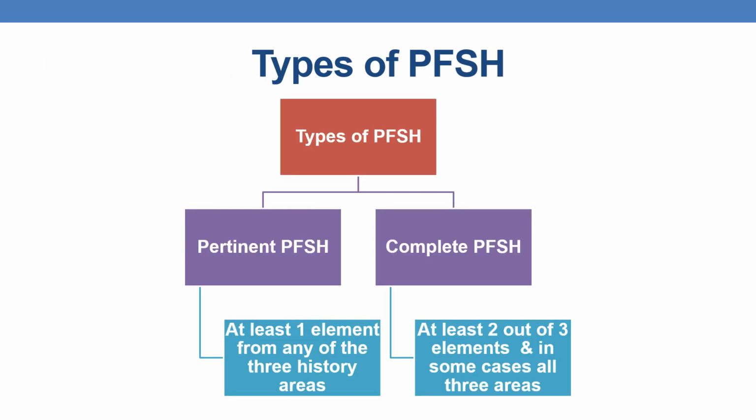Now coming to the types of PFSH. PFSH can be pertinent PFSH and complete PFSH. Pertinent requires at least one element from any of the 3 history areas. That is, at least past history, or at least family history, or at least social history. If the physician documents at least one element from any of the 3 history areas, then that is pertinent PFSH. And if the physician documents at least 2 out of 3 areas in some cases, and all 3 areas in other cases, then that is complete PFSH.